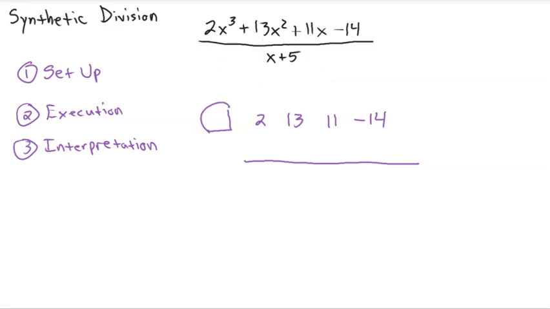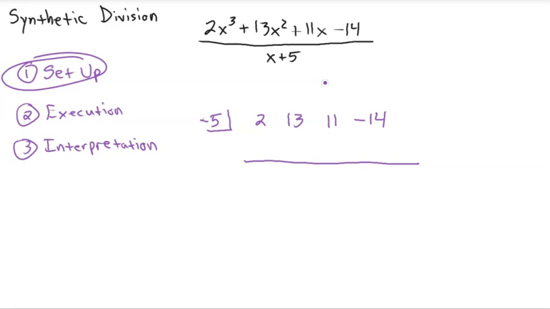Then in this half box, we're going to put one number. That number is going to be the 0 of this factor. So it usually winds up being the opposite of this. This is plus 5, so in the half box, we're going to put minus 5. So this plus 5, we switch the sign and we put it in this half box. That is the setup. All done with the setup.